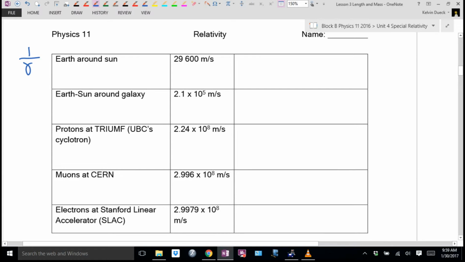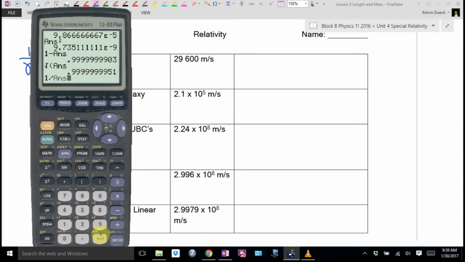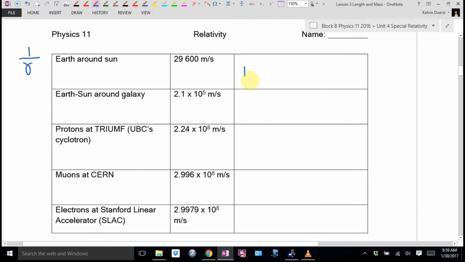Because T0 on the Earth, which is our moving object, is 1. So I'm going to go 1 divided by that answer. 1 hour on the Earth is 1.00000000 and then a 5. Is that what you folks got as well? Yeah? Okay. 8 zeros and then a 5 hours on the Earth. Calculatable, but still, I would argue, pretty negligible.